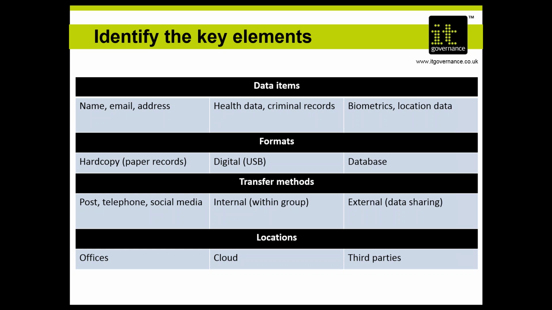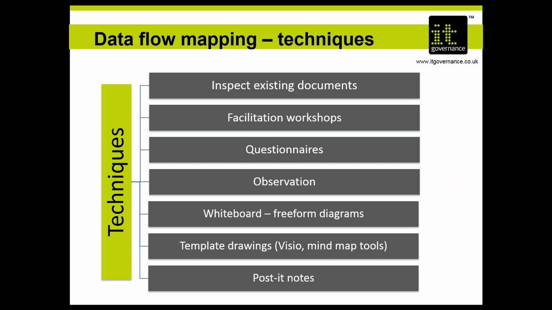How are you moving it? Obviously, if you're moving a physical document by USB stick, the risks to that data are rather different than if it's a digital document and you're moving it by email across the internet. So transfer methods, internally and externally, and where is the data being collected? Where is it being stored? In offices, in the cloud, with third parties. These are the four key elements in any data flow audit.